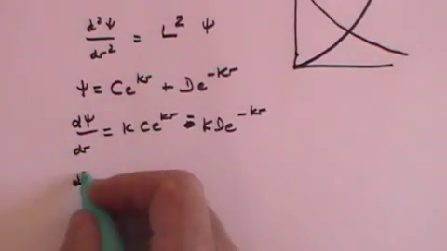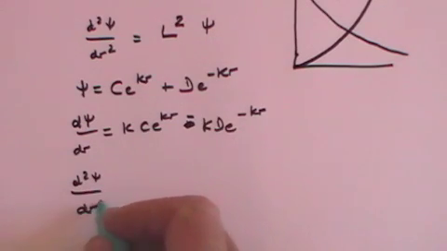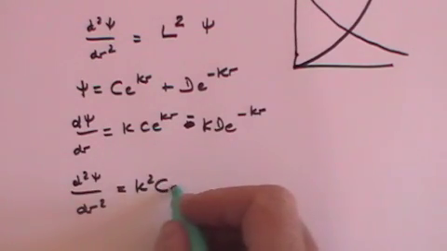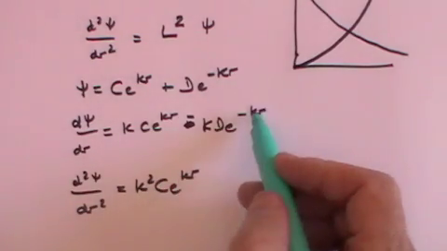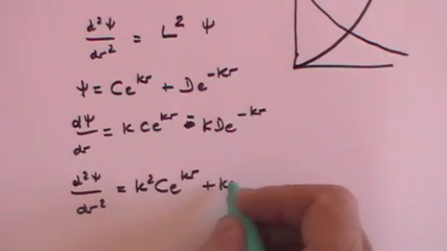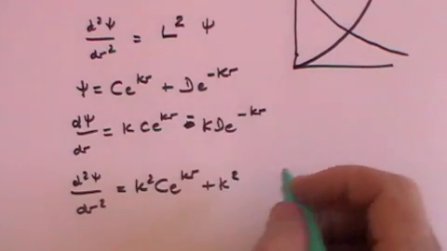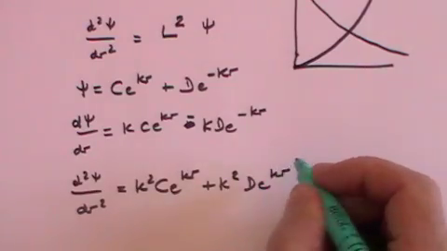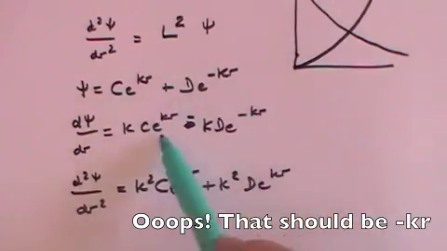Differentiate again, so we now get d2 psi by dr squared is bring the k down again. I've got k squared c e to the kr. Bring the minus k and the minus k, I'm going to get plus k squared d e to the minus kr. I've used k's here incidentally.